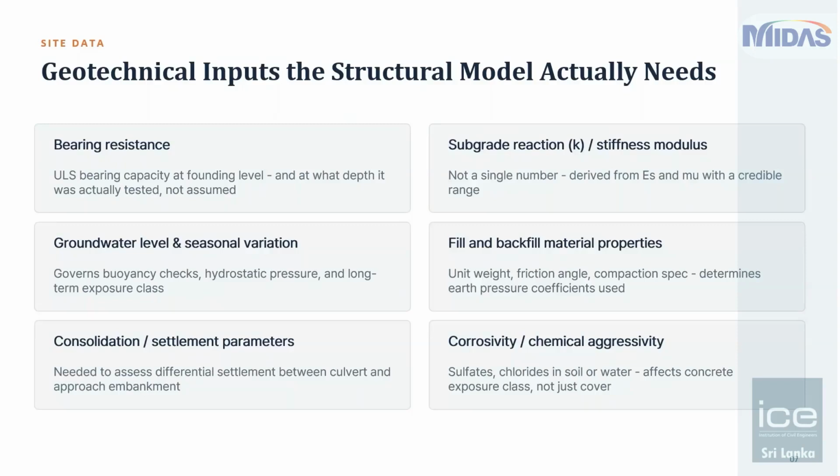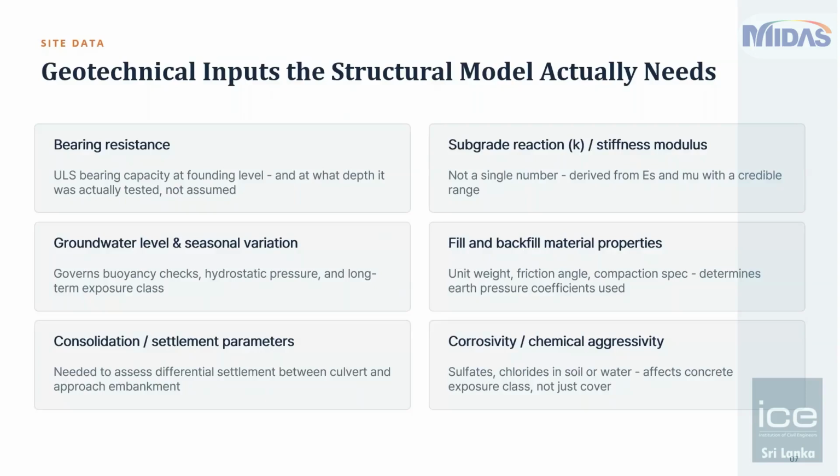Groundwater level and seasonal variation are the inputs required by the hydrology team to determine the levels at which your invert level as well as the soffit level of the top slab will be determined. There are consolidation or settlement parameters that have to go in the model, if there are any, to be able to study settlement, because the purpose of modeling in 3D was one of the factors of settlement as well.